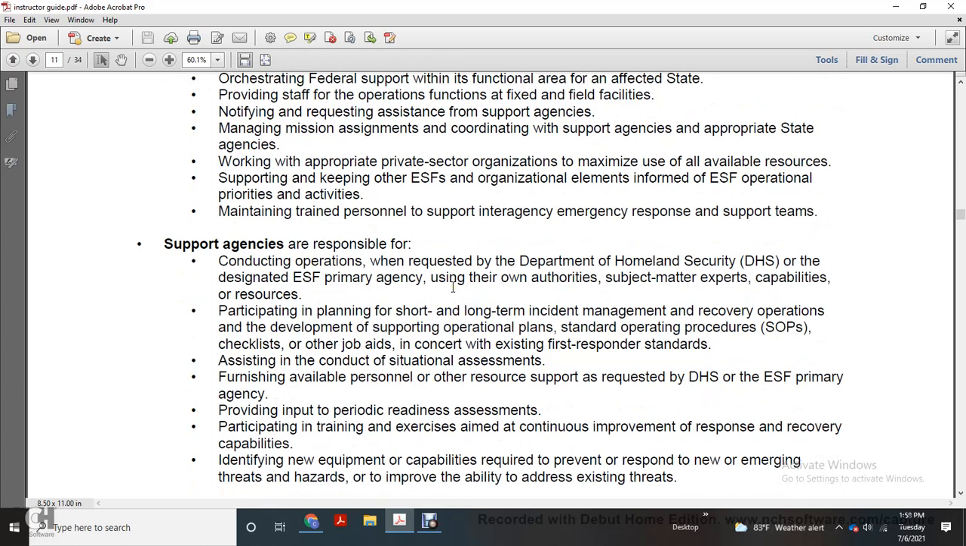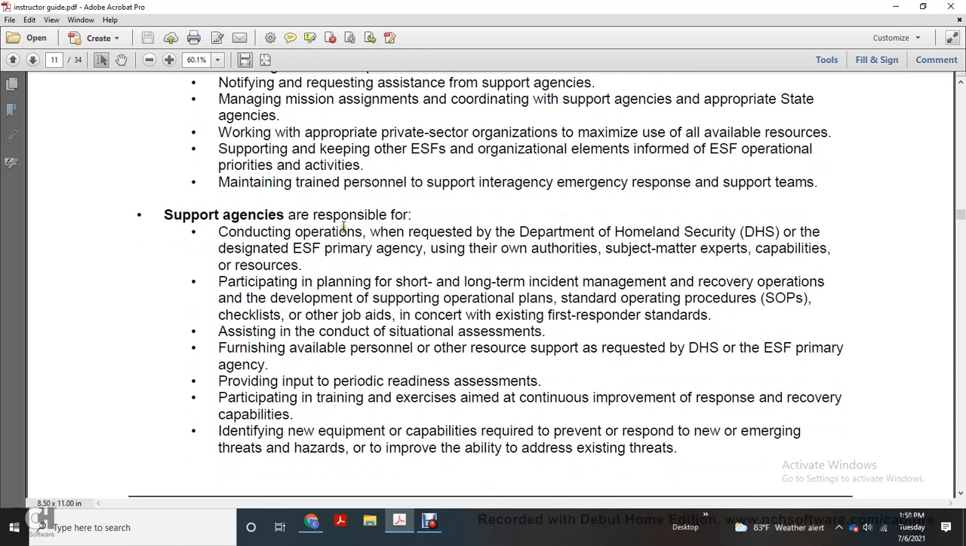Support agencies are responsible for operating in coordination with the Department of Homeland Security or other designated emergency support function primary agencies, using their own authority, subject matter expertise, capabilities, and other resources. This includes facilitating planning for short and long-term incident management and recovery operations, developing and supporting operational plans, standard operating procedures, checklists, and other job aids, assisting first responder standards, assisting with situational assessments, and furnishing available personnel and other resources requested by the Department of Homeland Security or the primary agency. It also includes providing input to periodic readiness assessments, participating in training and exercises aimed at continuous improvement of response and recovery capabilities, and identifying new equipment and capabilities required to prevent and respond to new and emerging threats and hazards or to improve the ability to address existing threats.